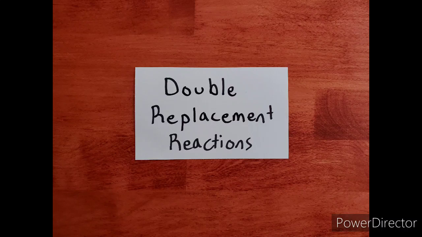Today we're going to look at double replacement reactions. So with single replacement reactions, we always had a pure element and a compound. With double replacements, we have two compounds trading partners with each other. So let's look at an example.